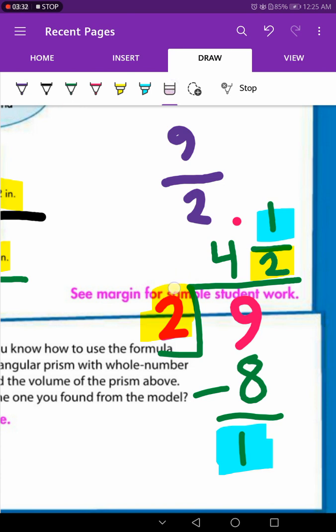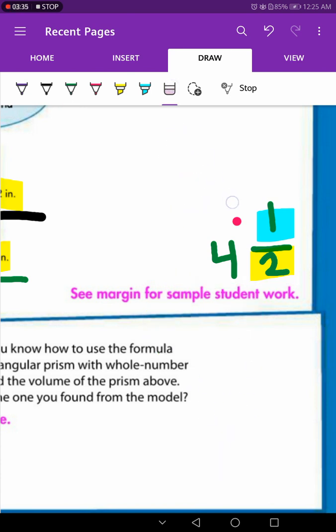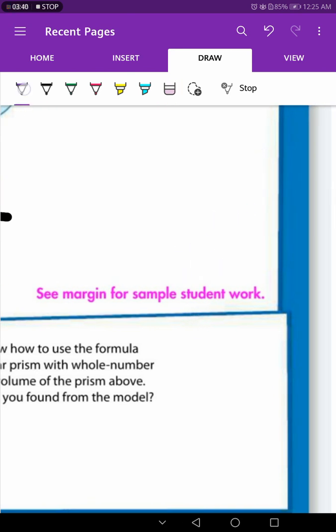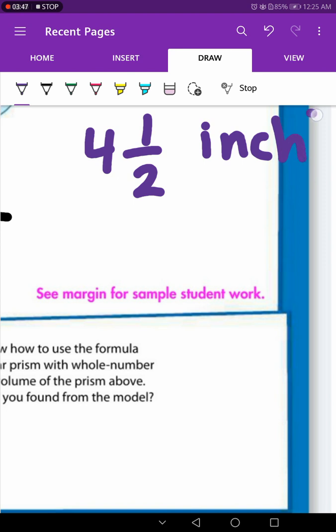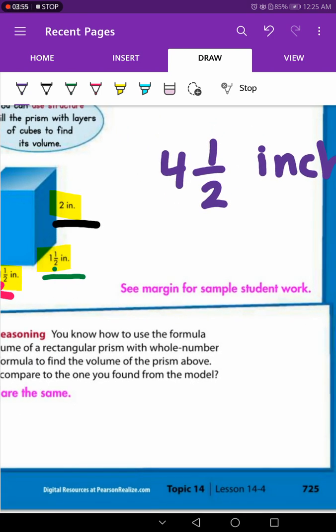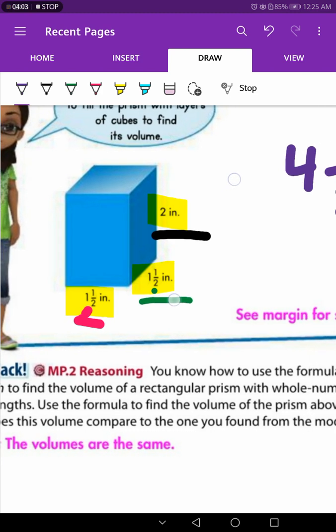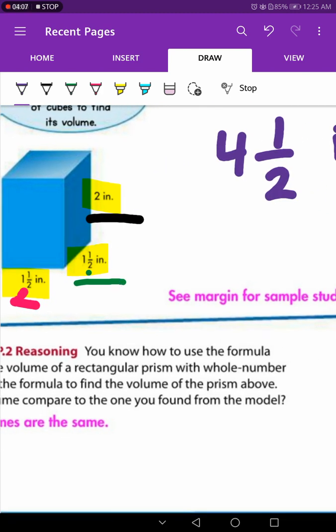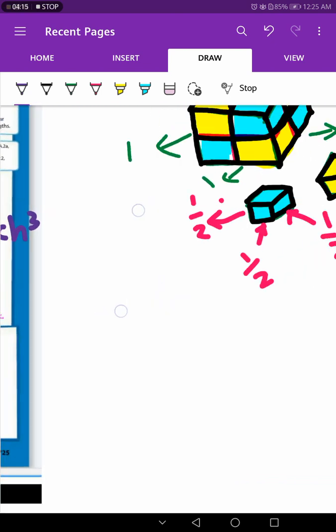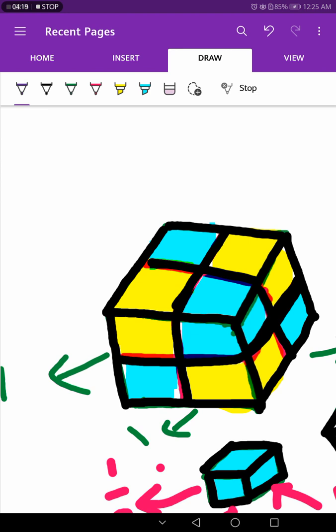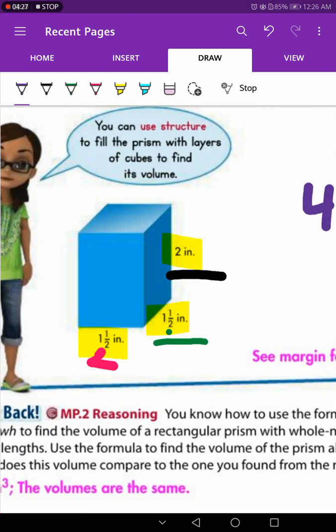So the answer is 4 and 1 over 2. So this is the volume: 4 and 1 over 2 inch cubed. That means I need 4 cubes and a half cube to fill this solid. 4 cubes and half a cube to fill this rectangular prism. This is the volume. That means I need cubes of this size, 4 cubes and a half cube of this, to fill this rectangular prism.